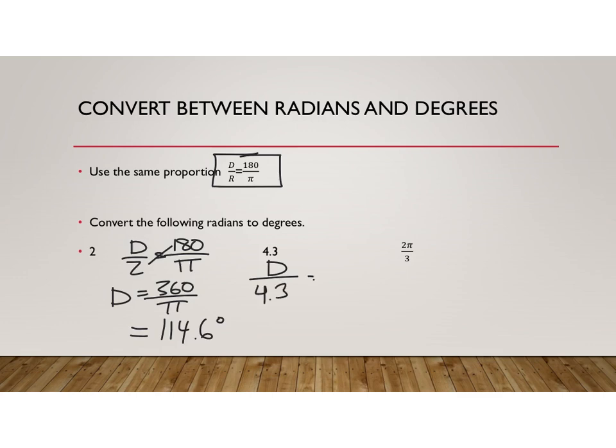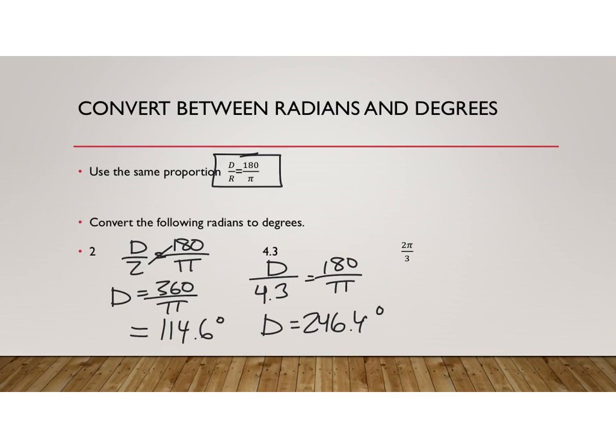4.3, d is to 4.3 as 180 is to pi. Cross multiply, you're going to take 4.3 times 180 and divide by pi. And 4.3 radians would be about 246.4 degrees.